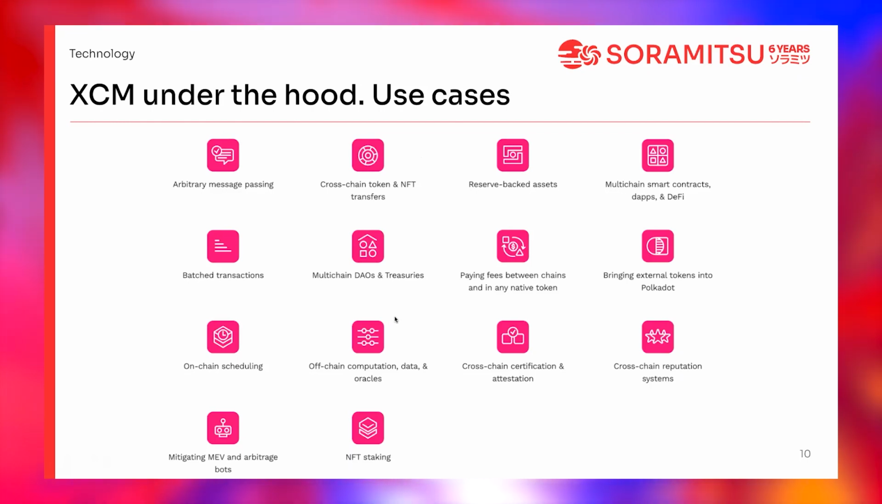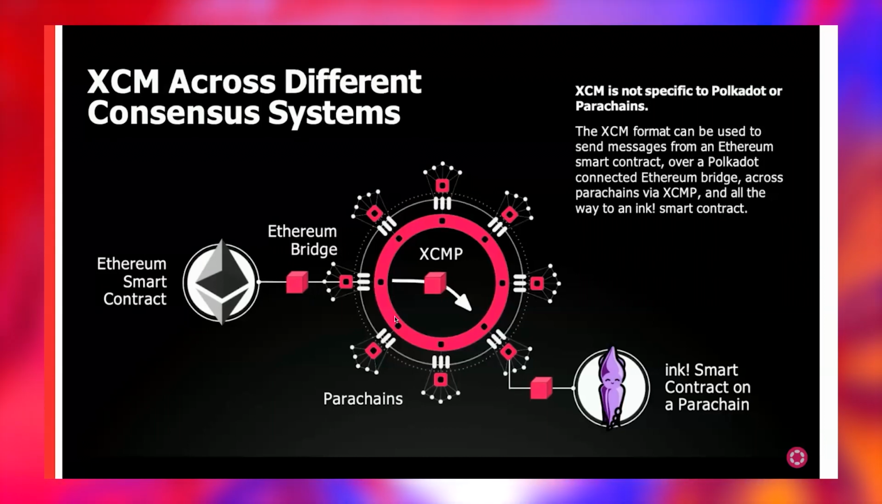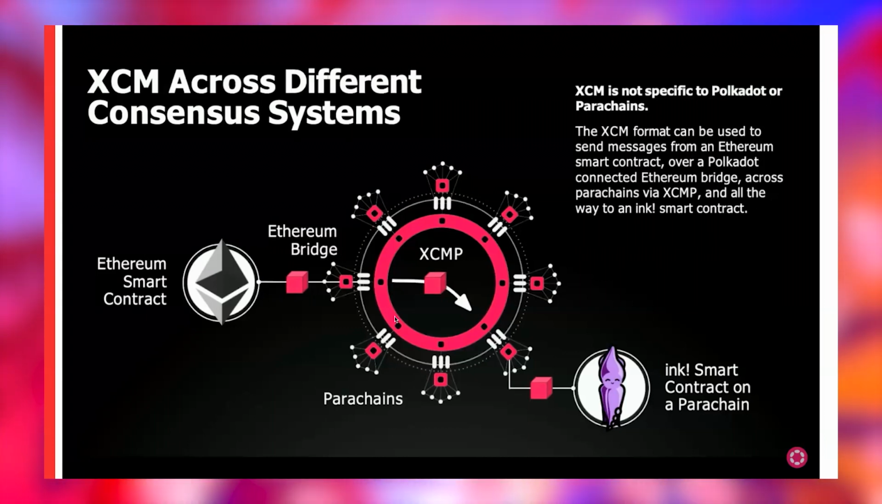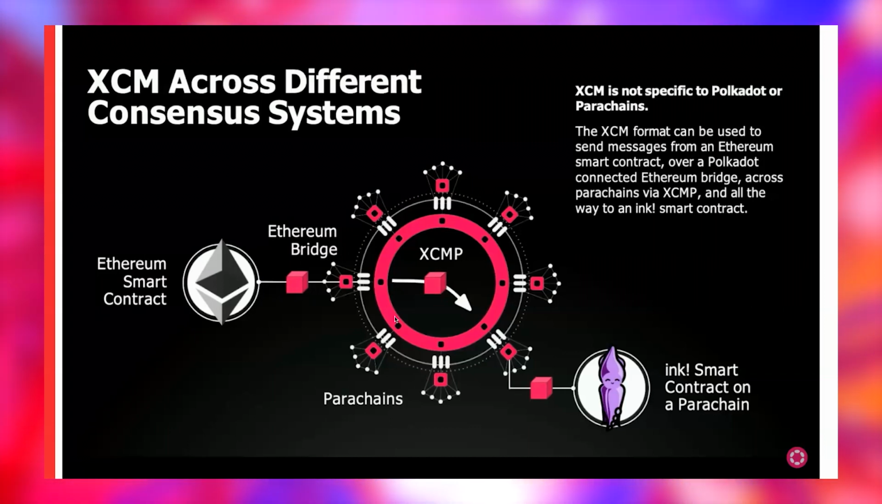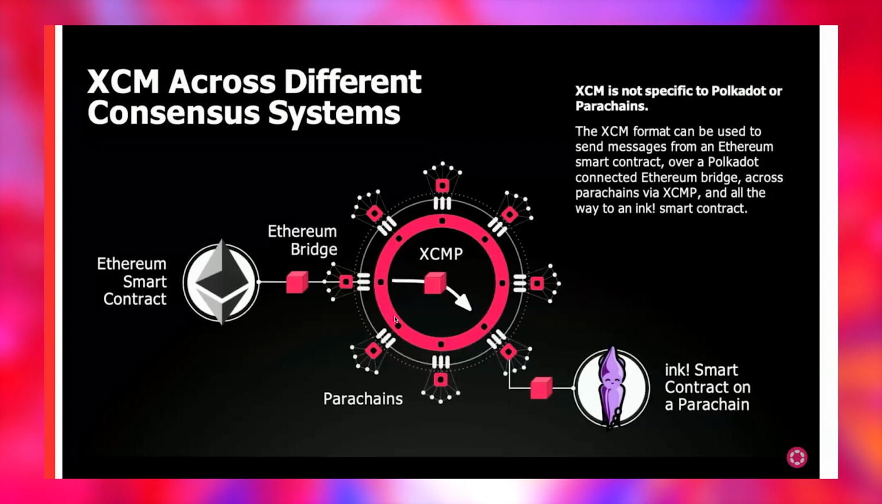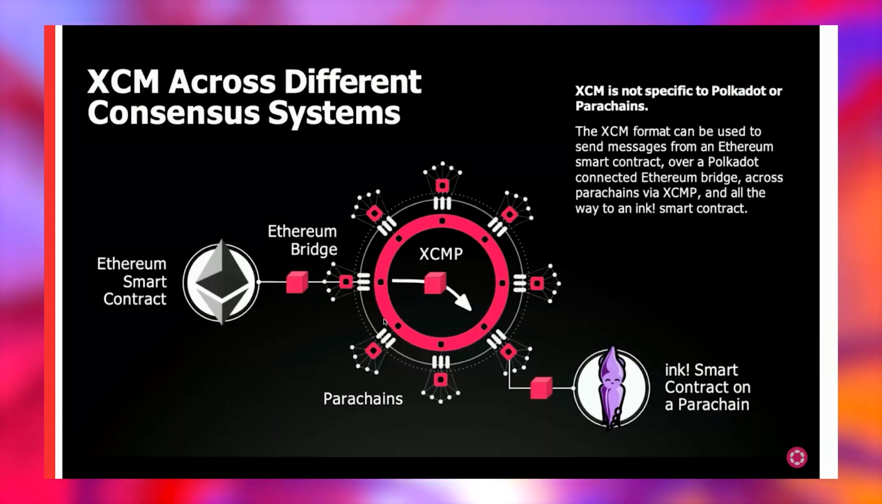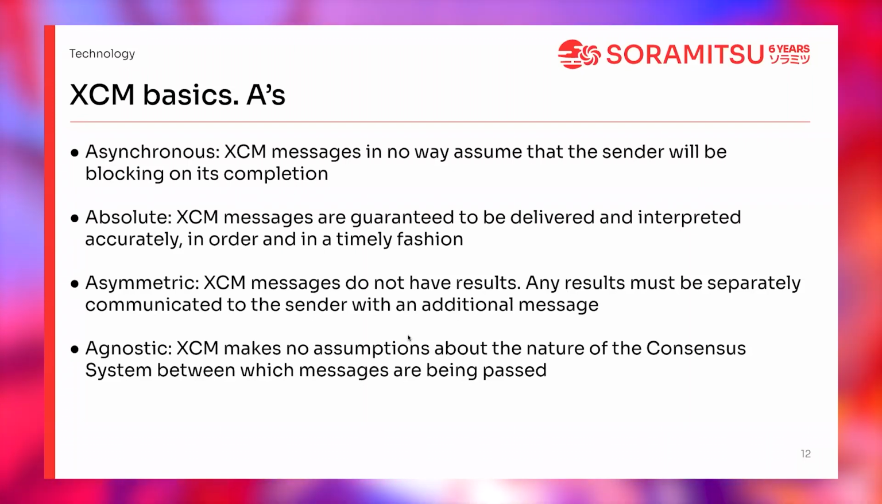There is also a great example showcased during Polkadot Decoded 2022 just recently in Berlin. The XCM format can also be used to send messages from an Ethereum smart contract. It will go through the Ethereum bridge over Polkadot, then across the parachains via XCMP or HRMP, and all the way to the ink smart contract, enabling cross-consensus communication.